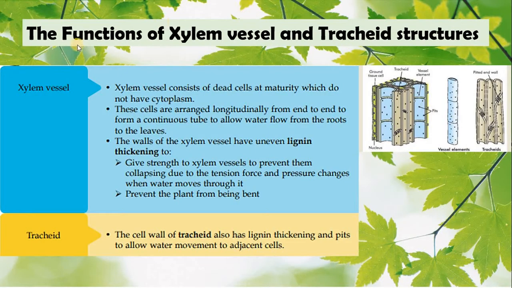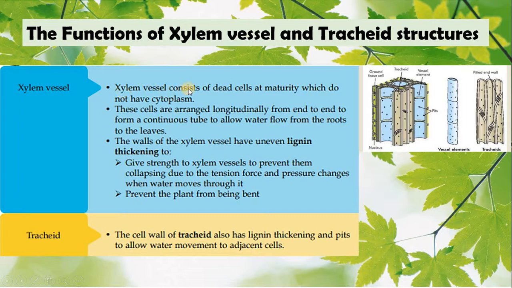Next we go to the function of the xylem vessel and tracheid structure. Xylem vessel consists of dead cells at maturity which do not have cytoplasm.